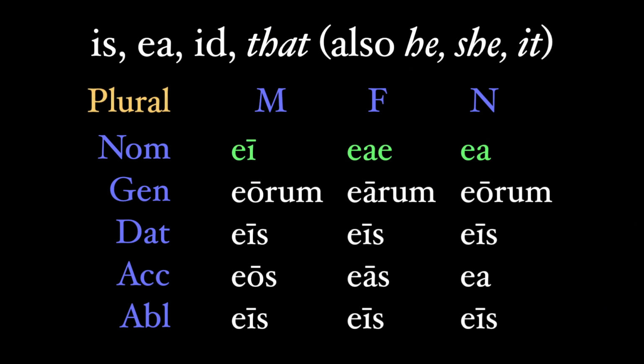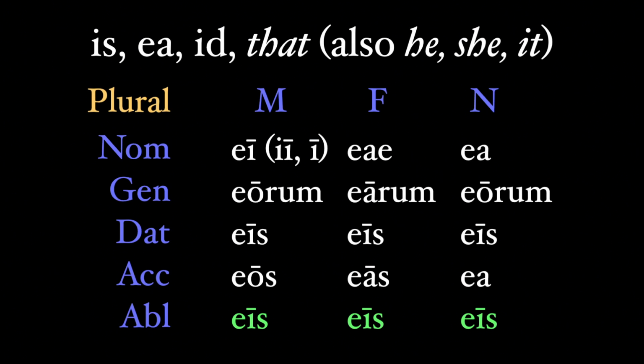The plural forms are ei, although this one is often ii or just i in classical texts. Eae, ea for the nominative, because remember that the neuter nominative plural is the same as the feminine nominative singular. Eorum, earum, eorum for the genitive. Eis for all three genders in the dative. The accusative is eos, eas, ea, because remember that the nominative and accusative are identical for neuters. And the ablative plural is the same as the dative plural.